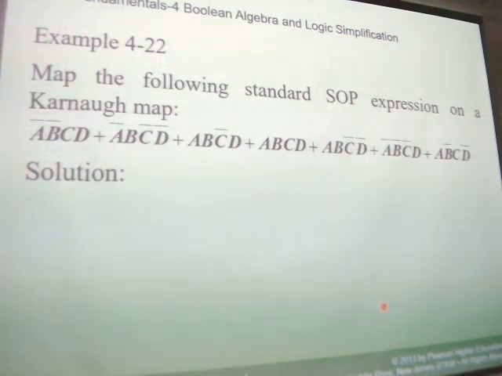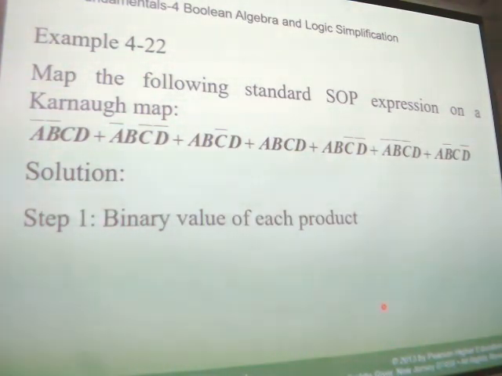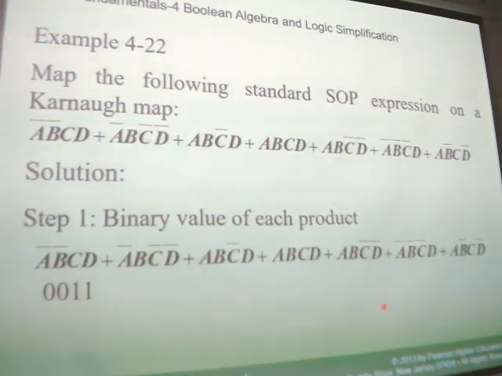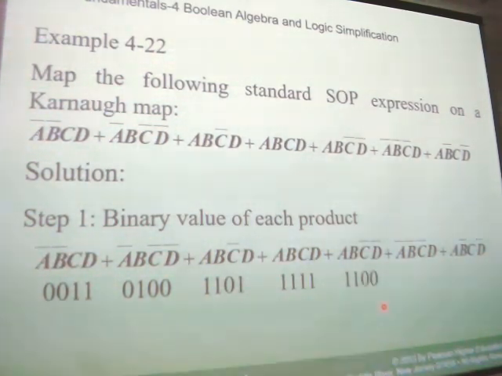The second example: map the following standard SOP expression on the Karnaugh map. There are 4 variables, so we must use the 4 variable Karnaugh map, which has 16 cells. The first step is to write down the binary value of each product term: 0011, 0100, 1101, 1111, 1100, 0001, 1010.